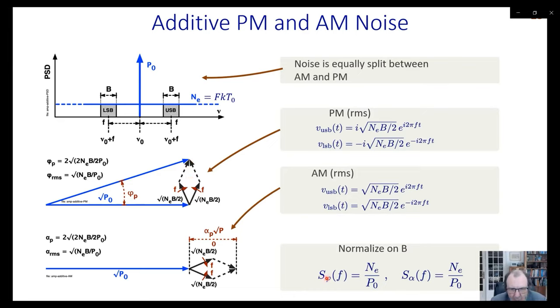And what we get in the end is a phase noise that is equal to this noise floor divided by P0. Of course, we have cancelled the bandwidth, taking 1 Hz. And in the same way, we get the spectrum of fractional amplitude, which is equal to this noise level divided by P0.